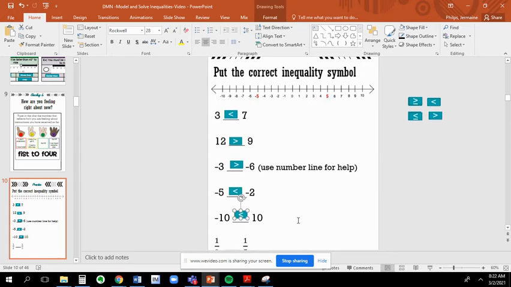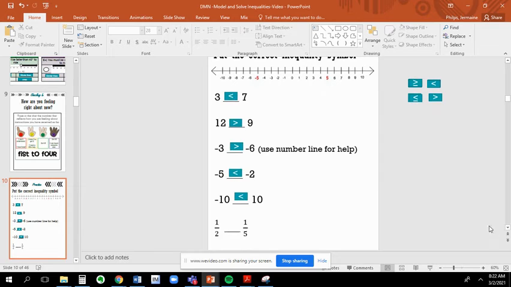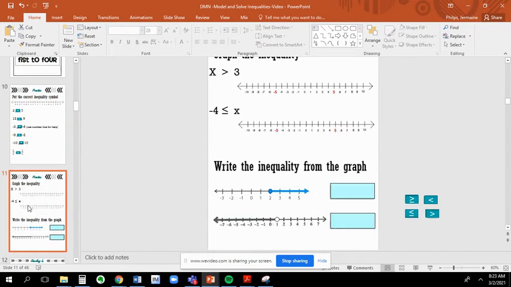Last one is our fraction. Either I get a common denominator, which y'all are trash at, or I convert them into decimals. When I convert them into decimals, I know this is 5/10. I know that 1/5 is 2/10. 5/10 is greater than 2/10, so therefore 1/2 is greater than 1/5. Okay? All right, let's go on to the next one.